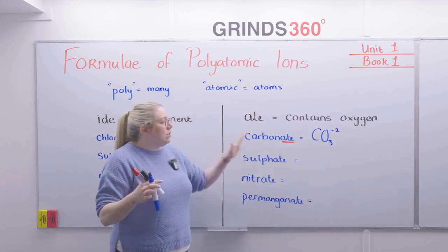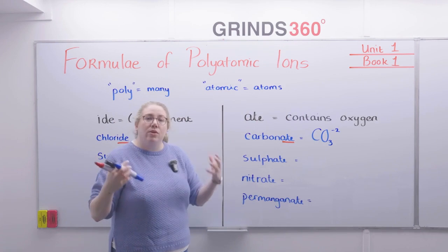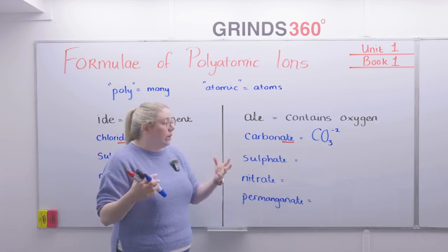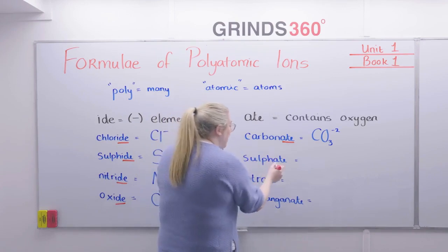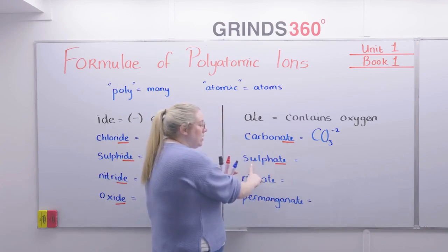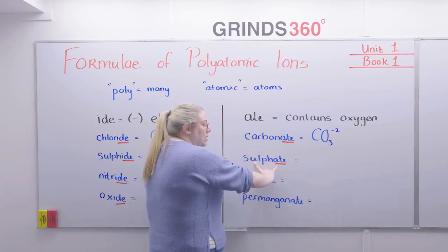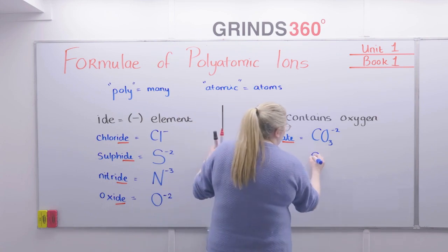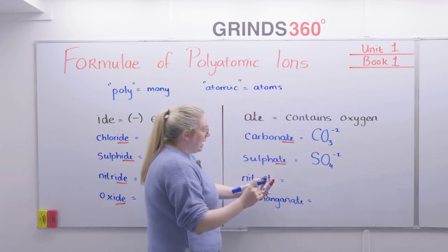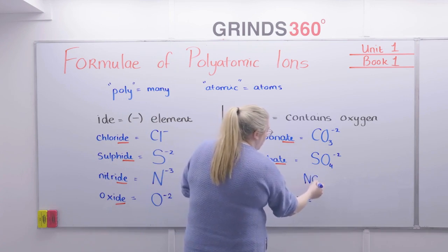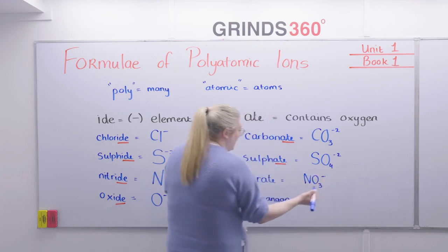For that, you can't figure it out based on the name or the groups. You actually just have to know what the formula of a carbonate ion is. Sulfate: ATE at the end means we have oxygen and the first part is sulfur. So it's sulfur plus oxygen. A sulfate is SO4 2-. Nitrate is nitrogen and oxygen, which is NO3-.